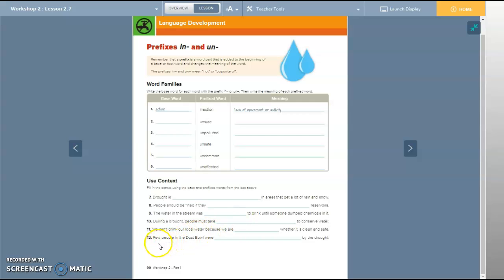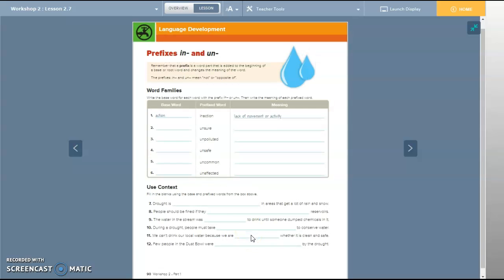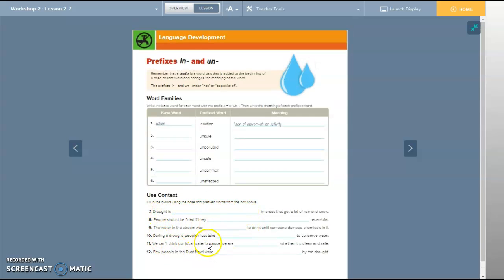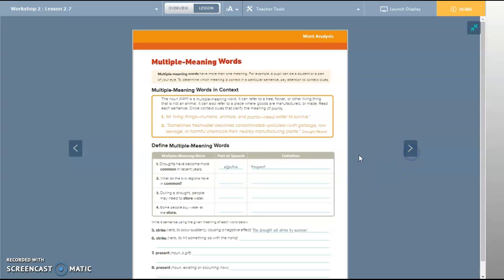Number 12, few people in the Dust Bowl were blank by the drought. Unaffected by the drought, right? Most of them were affected, but it says few people in the Dust Bowl were unaffected. It's most people were affected, right? So I want you to do the ones that we didn't get to, the ones that I did not share with you. So you'll have about two or three there to do. Okay, all right, moving on.